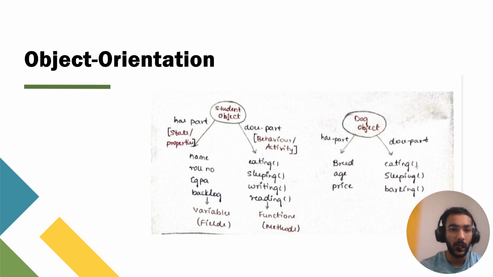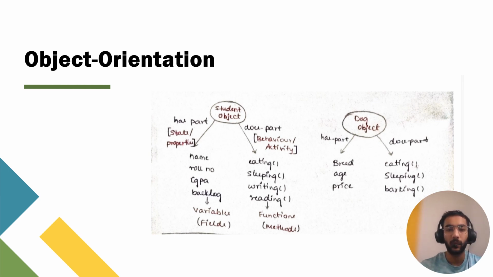So the has part contains things such as name, roll number, and whether the student has backlogs. Now the students have activities: eating, sleeping, writing, reading. So these has parts are called variables or fields, and this does part is called functions or methods.